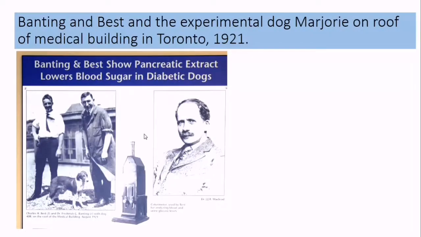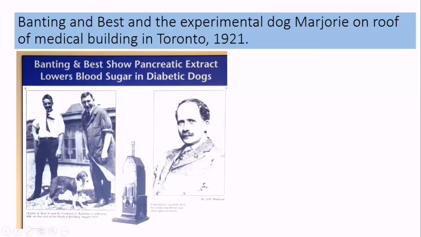Banting and Best and the experimental dog Marjorie on the roof of a medical building in Toronto. This dog is a provider of the insulin extract. If you go back to history, it has already been a century, 100 years of insulin discovery. Best was the assistant of Banting, and this is the dog called Marjorie. From Marjorie's pancreatic extract, they prepared insulin and injected it into the patient.